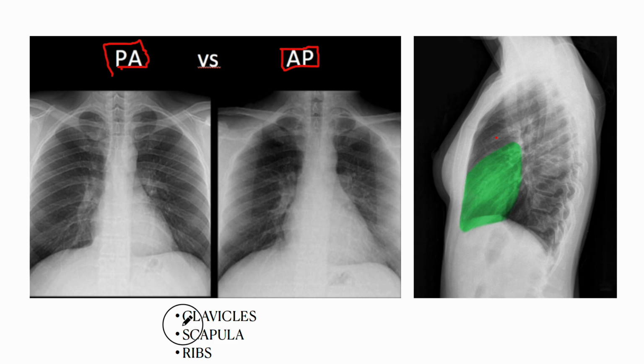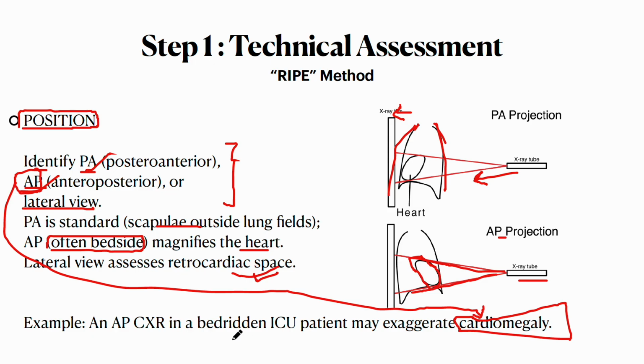So CSR assessment should be done actually. In PA view, we see the clavicles in the lung fields. We can see the clavicle in the lung field. This is the apex of the lungs, and still we can see the clavicles here, right? And similar is this for the other side. But in AP view, we do not see the clavicles in the lung field because they are above the apex actually, or in the border.